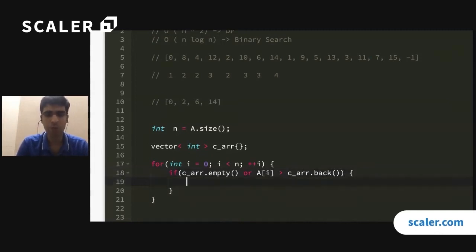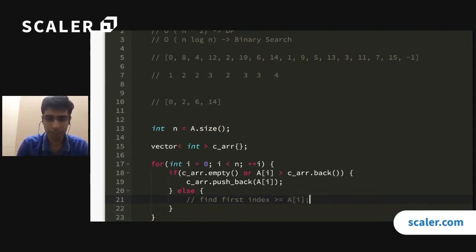If either of those two cases is true, what does that mean? It means I will push the current number, right? Because here 14 was larger than whatever was here, that means 6, so I just pushed back 14. I increased the size of my current array by 1. Okay, then what is the other case? In the next case, I will try to find the first index that is greater than or equal to array[i].